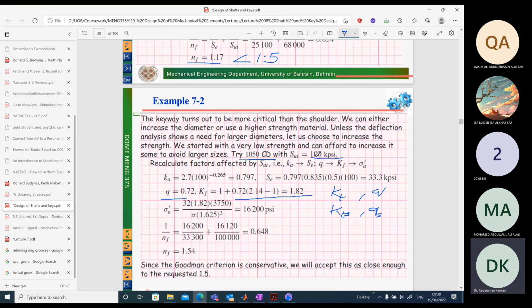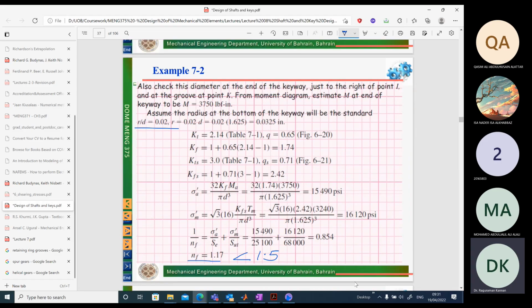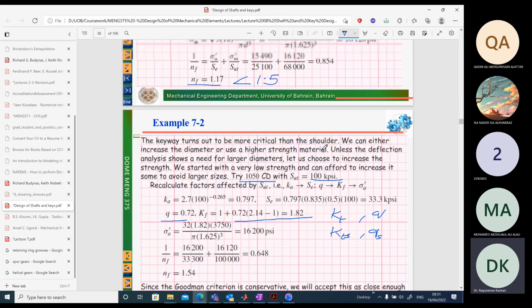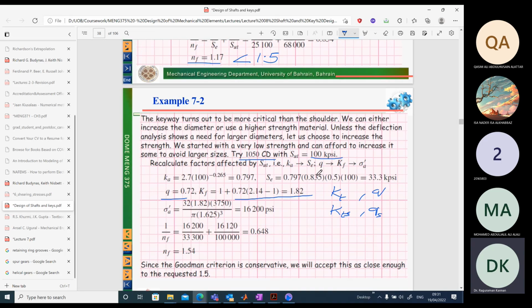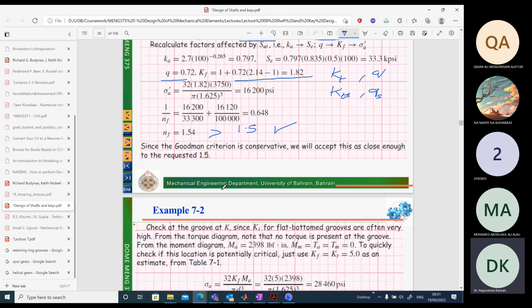Whenever you change the material, SUT value changes. Here below it is 100 kpsi. In the previous case, we had a different material with a different SUT value. So therefore, these values also change. Recalculate them and calculate the fatigue factor of safety. And when we change the material, we get a better fatigue factor of safety, which is greater than 1.5. So this is right. We can proceed.